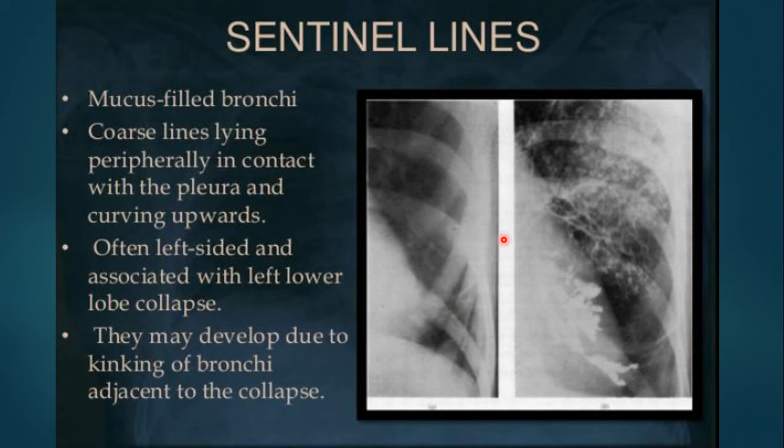Okay? They reach the pleura and they curve upward, and most commonly they are left-sided and associated with left lower lobe collapse. They may develop due to kinking of the bronchi adjacent to the collapse. So they are secondary to the collapse. First the collapse happens and then the sentinel lines occur, because the bronchi or bronchioles will get kinked, will get bent, and this will impede or prevent the normal drainage of the mucus from these bronchioles and bronchi, and result in what appears as sentinel lines. As you see here, this is a bronchogram. There is a contrast material within the bronchi, and you can see these lines here curved peripherally towards the pleura.